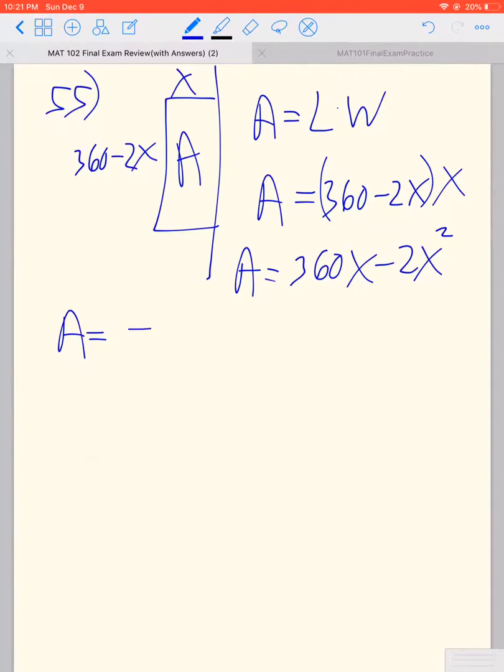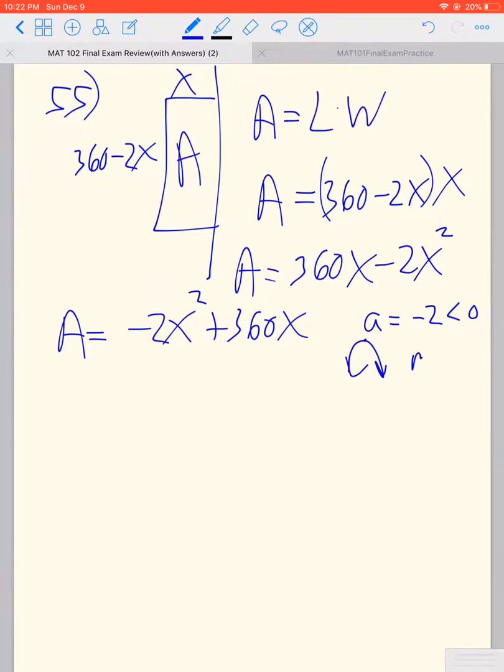And just rearranging it so that it looks like it's in standard form, this is negative 2x squared plus 360x. It's a quadratic. Notice that the leading coefficient is negative. It's a negative 2, which means that this parabola opens down. So indeed, we will have a maximum value to this.